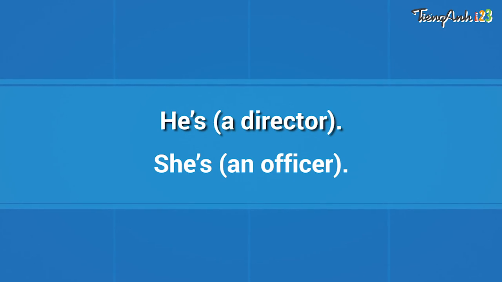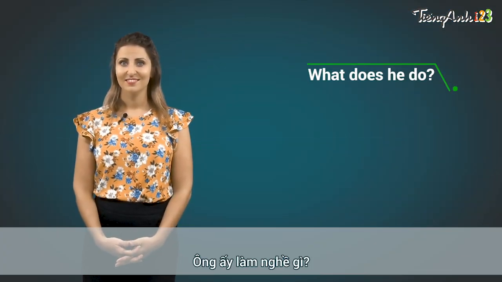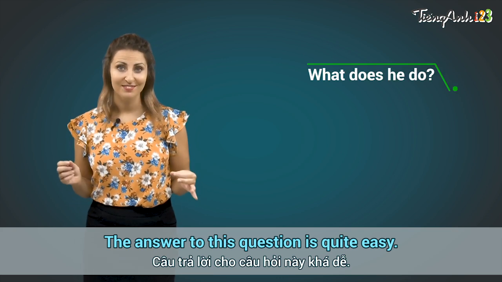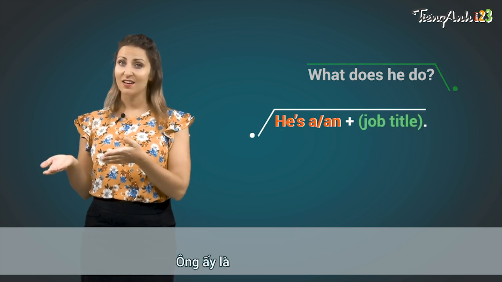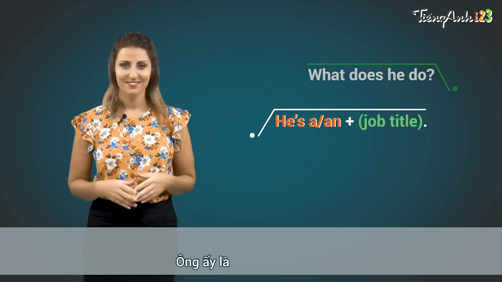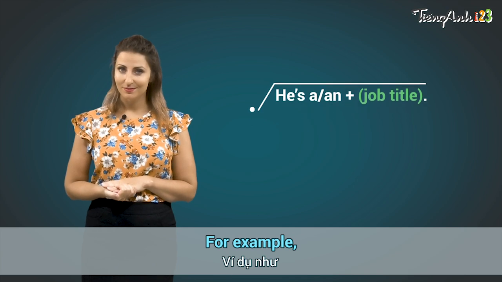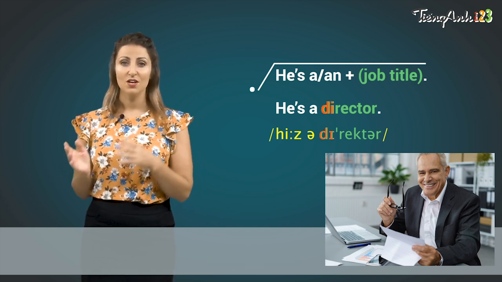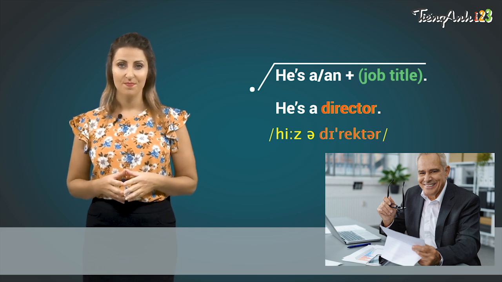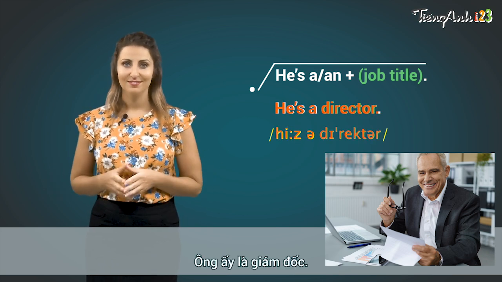He's a director. She's an officer. What does he do? The answer to this question is quite easy. He's a or an and the job title. For example, he's a director. Director. He's a director.